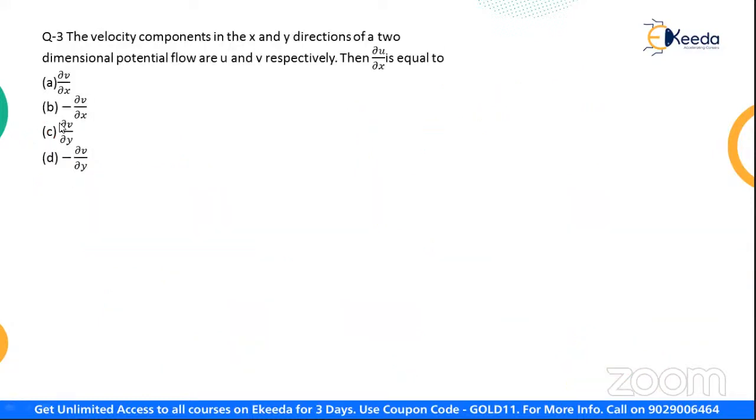Moving on to the next question. It says the velocity components in x and y directions of a two-dimensional flow are u and v respectively. That means this is our x direction of the flow and this is the y direction of the flow. In this, the velocity is having a component as u.